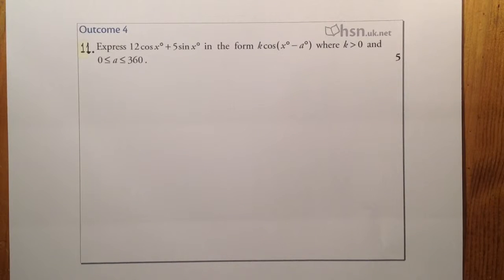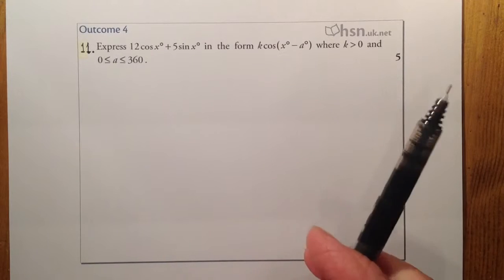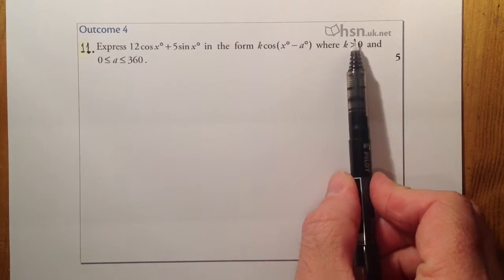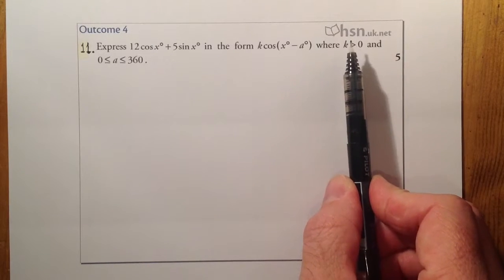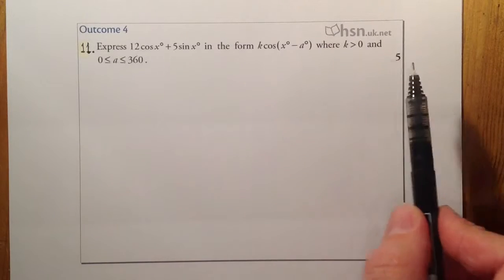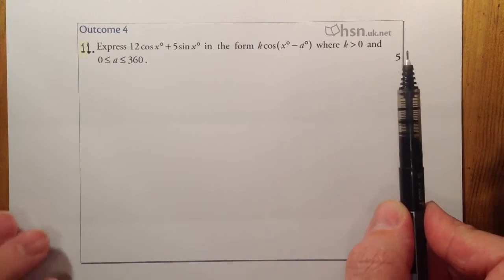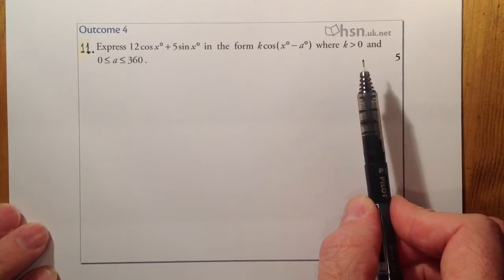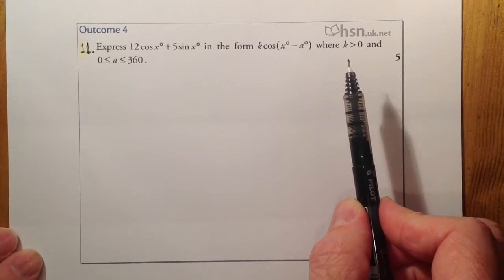This is Higher Maths, it's Unit 3 NAB, and we're looking at outcome 4, that's the wave function outcome. What I'm using today is a question from the HSN website, and it's only one question, it's question 11, it's worth 5 marks, okay? Right, so let's go ahead and work through this question here.